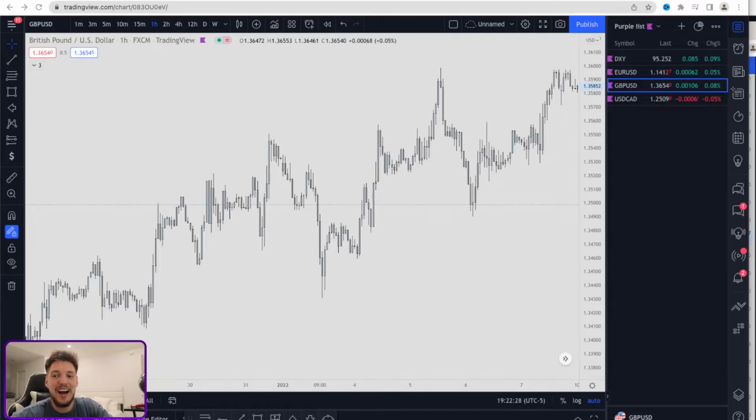Let's talk about how to find an accumulation schematic. Now, right here on this chart, you may see that it's kind of hard to find a zone of accumulation. The way that you are able to identify a zone of accumulation is going to be by the following. Things that you want to take into consideration is going to be liquidity.